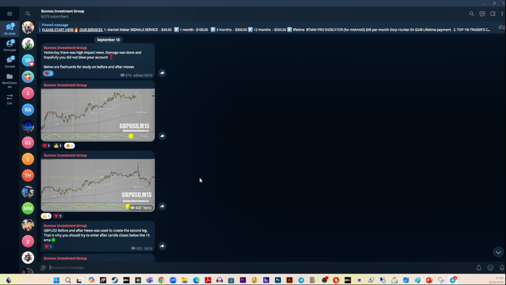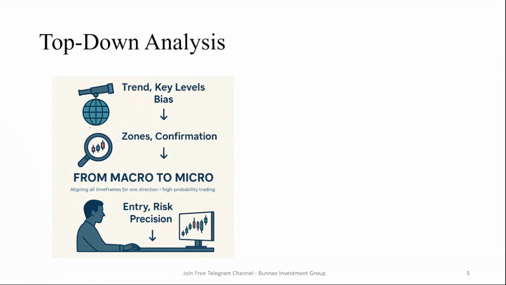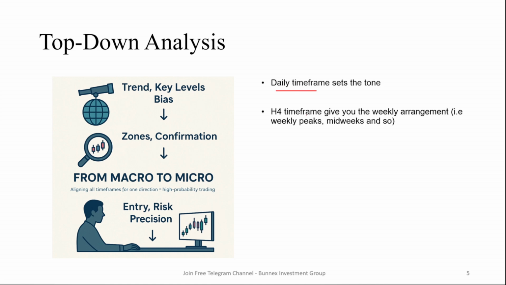Alright, so basically the top-down analysis actually uses several time frames. We are saying the daily time frame sets the tone of the market. The H4 time frame gives you the weekly arrangement, that is, it gives you the weekly peaks, midweeks, and so forth. The H1 and M15 give you the entry clarity.